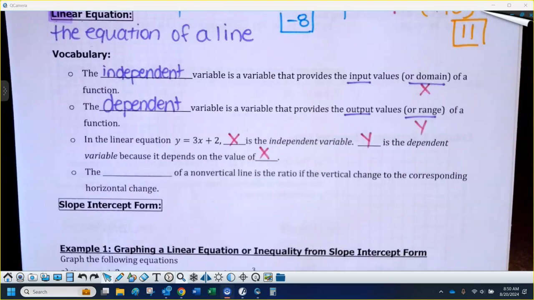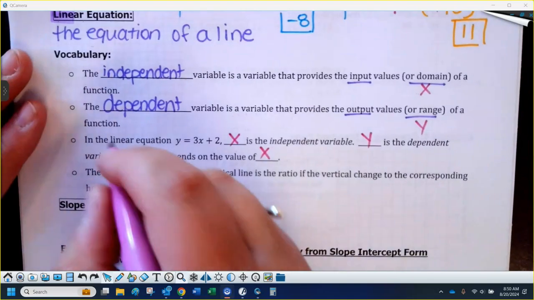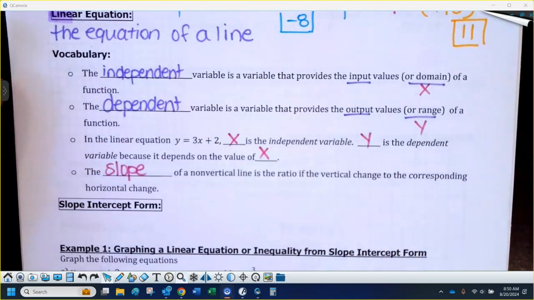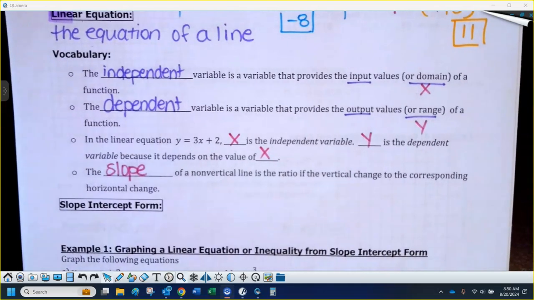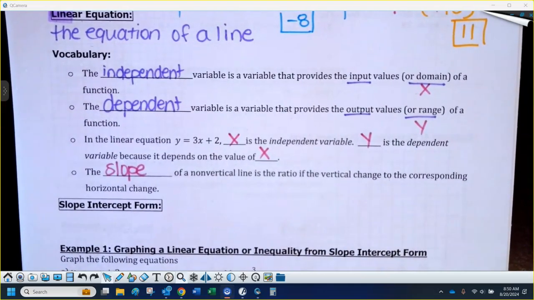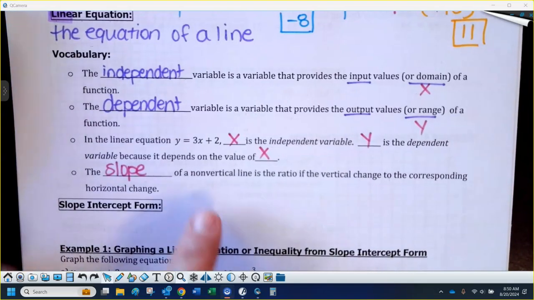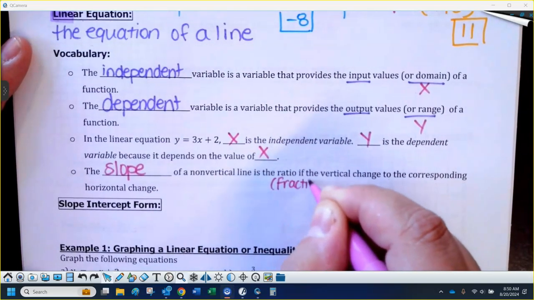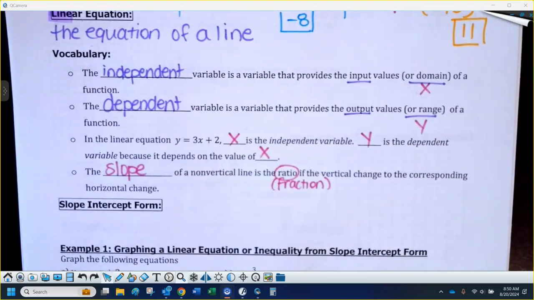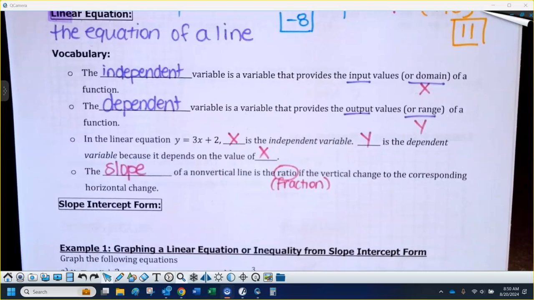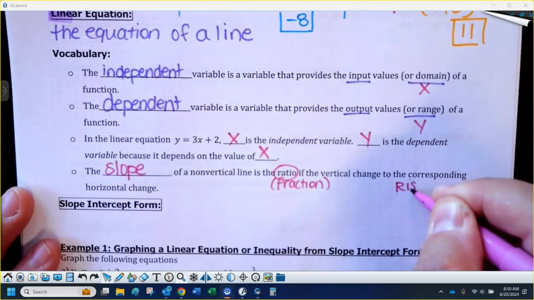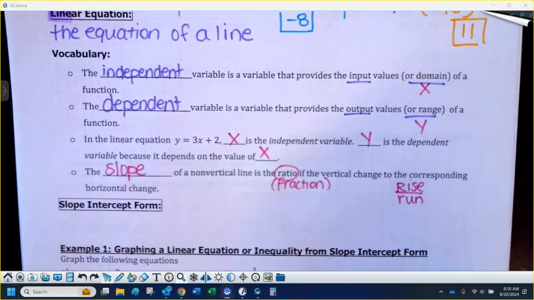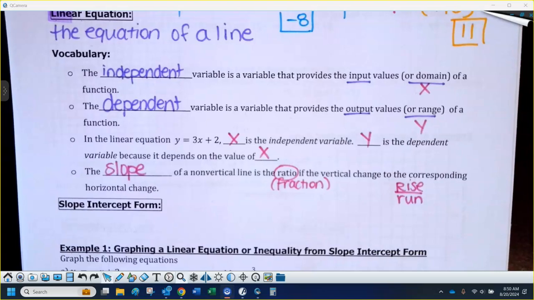So you can plug in any x value, and the y value is the corresponding result. Now, the other thing, just real quick, we're going to use today what we call the slope of a non-vertical line. A vertical line, we'll talk about this more tomorrow, has no slope, but any other type of line, a non-vertical line, has a slope. It's the ratio, which is a fancy word for fraction, of vertical change to the corresponding horizontal change. If you remember, slope is rise over run: the top is the change in your y's over the change in your x.